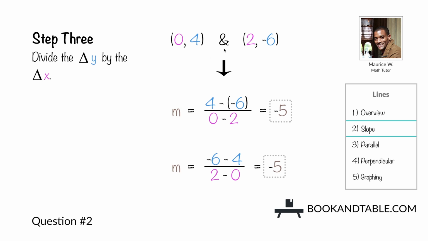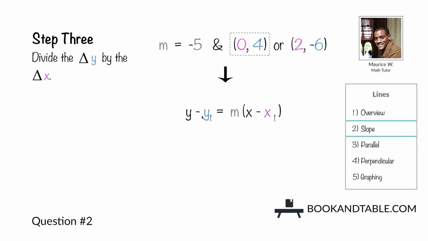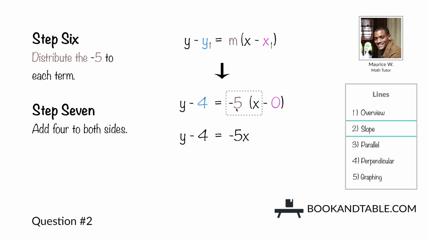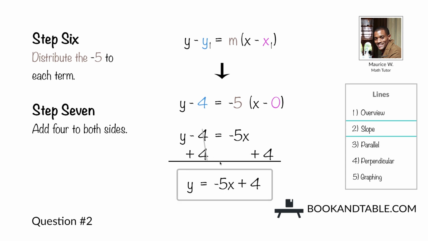We'll then use this slope in either one of these points in the point slope form to figure out the equation of this line. So we can use 0, 4, or we can use 2, negative 6. To use the first point, step 4, replace x1 and y1 with 0 and 4. Step 5, replace m with negative 5, our slope. And now we'll want to distribute this negative 5 to each of these terms. Negative 5 times 0 is just 0, so we won't need to do that. So when we distribute the negative 5, we wind up with negative 5 times x, which is negative 5x. And now to isolate y, we want to add 4 to both sides. So when we add 4 to both sides, we get the equation y is equal to negative 5x plus 4.